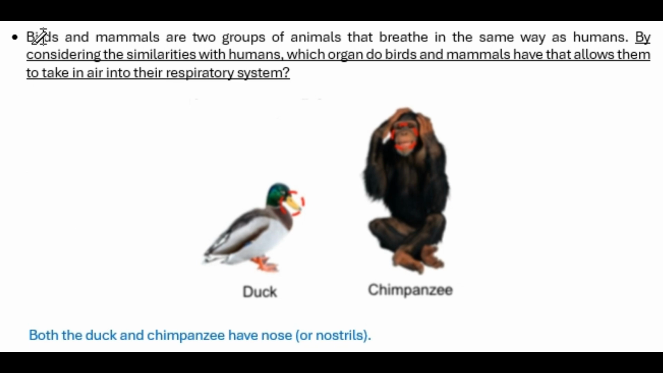Birds and mammals are two groups of animals that breathe in the same way as humans. By considering the similarities with humans, which organ do birds and mammals have that allows them to take in air into their respiratory system? Both the duck and chimpanzee have a nose or nostrils.